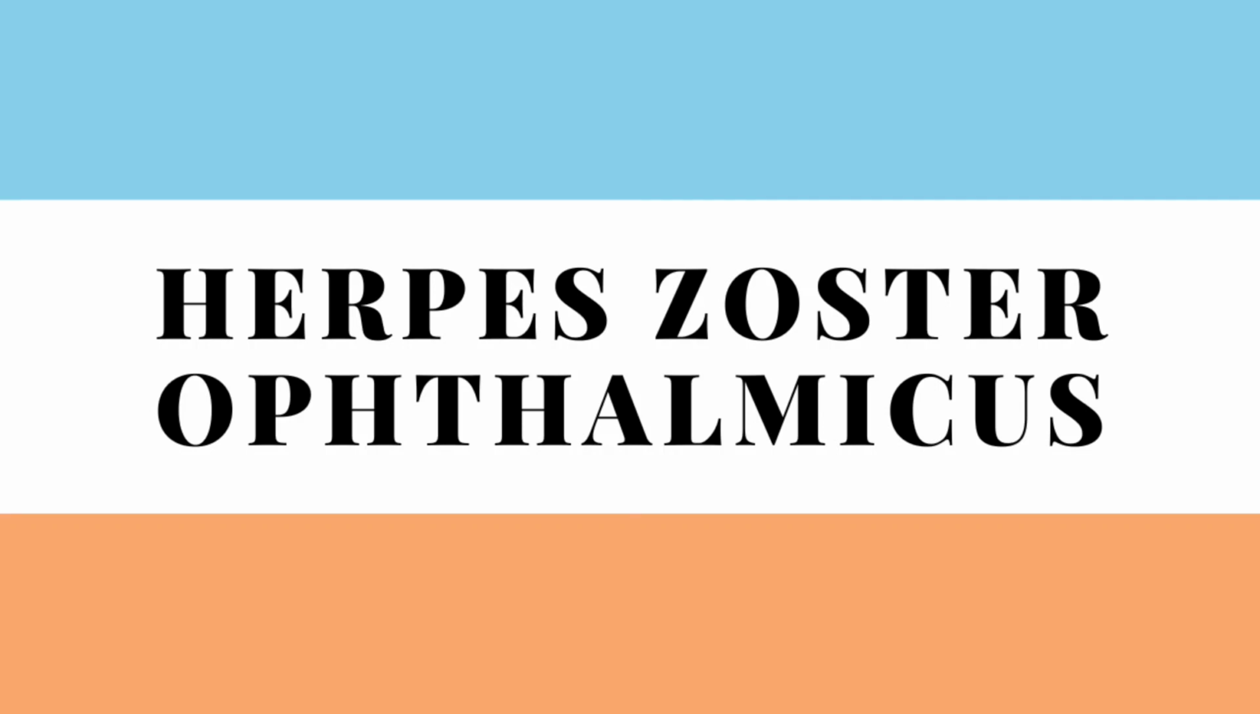Herpes zoster ophthalmicus. Definition: Herpes zoster ophthalmicus (HZO) is a viral infection caused by the reactivation of the varicella zoster virus, the same virus that causes chickenpox, in the ophthalmic branch of the trigeminal nerve. It primarily affects the eye and surrounding areas.